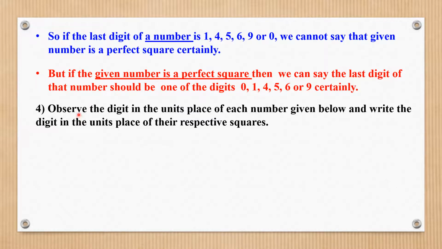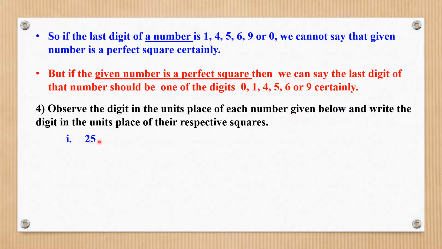Fourth example, observe the digit in the unit place of each number given below and write the digit in the unit place of their respective squares. Suppose 25. You have to find the last digit of the square of 25. 25 square කරාම එන number එකේ result එකේ last digit එක හොයන්න ඕන. මේ අපිට දෙන ගානේ last digit එක consider කරලා කොහොමද හොයන්නේ? ඉතින් 25 into 25 අපි ගත්තා නම් අපිට එකපාර උත්තරේ හොයන්න පුළුවන්. But in here you have to consider the last digit. Now the last digit is 5.